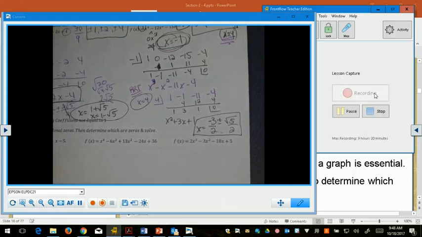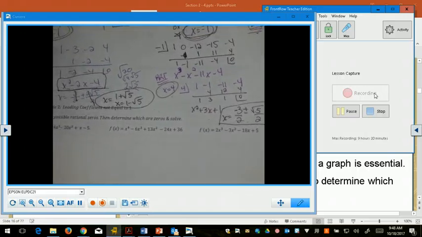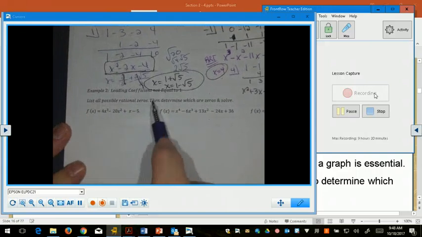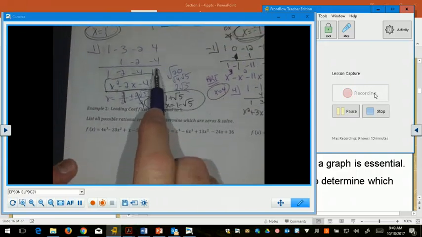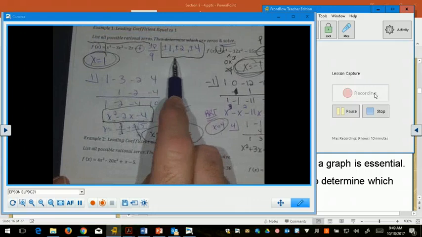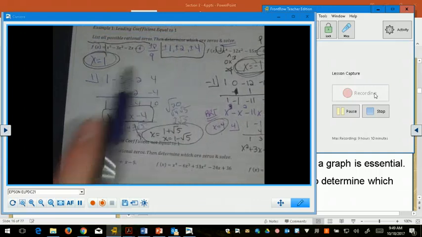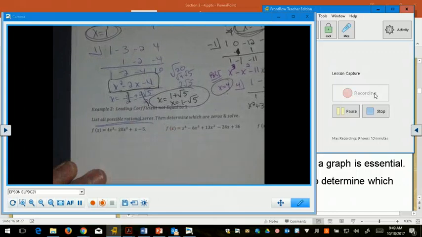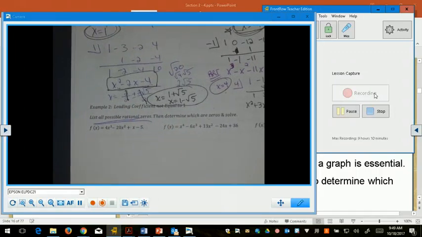All right. We have the next one, which again, they ask for a list of all. In this one, the leading coefficient isn't 1. So we're going to have fractions, not just the factors of p. We'll have to divide them by all of the factors of q. List all the possible rational zeros. I'm going to do that in pink.